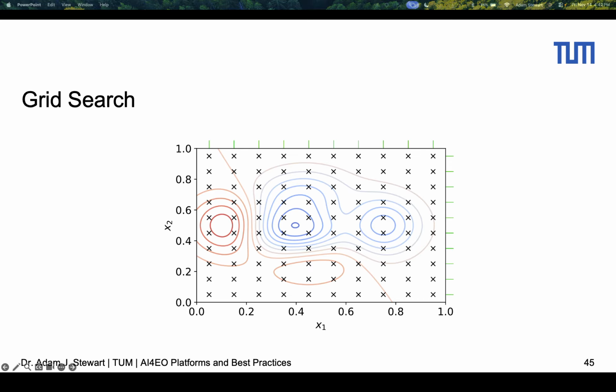This is another way to visualize it. So let's say I try all of these x values. I try 10 different values of x1 and 10 different values of x2.